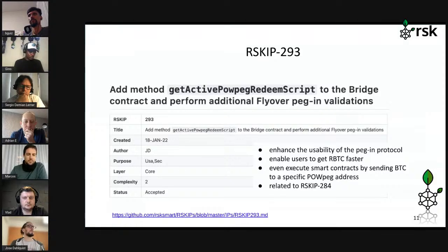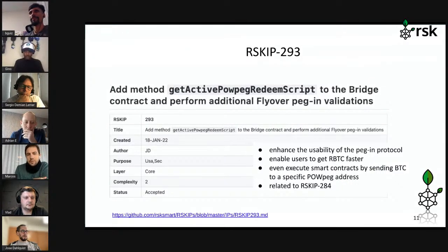With these changes, with 284 and 293, we consider that the bridge consensus changes are ready to onboard Flyover, fully ready for mainnet. So we're really happy for that. I think that's it from me. I don't know if the stage has anything to share. I have a question. Questions, comments, please. Go ahead.